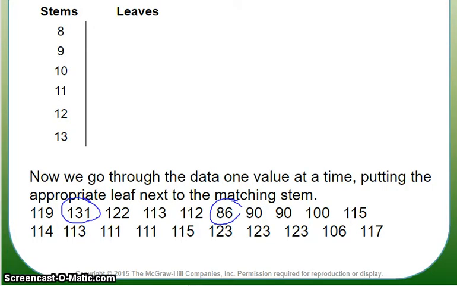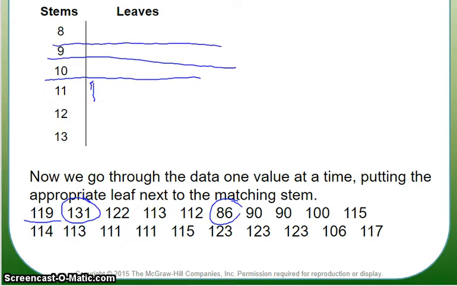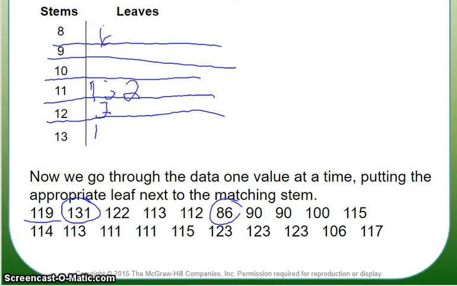So as I go through, I'm going to say 119. Let me see if I can squeeze these in here in this table the best I can. So that's a 9. So that's my 119. And then I say 131, 122, 113, 112, 86. So the 6 goes here. 90, so that gets a 0. Another 90 gets a 0. 100 gets a 0 in this spot.